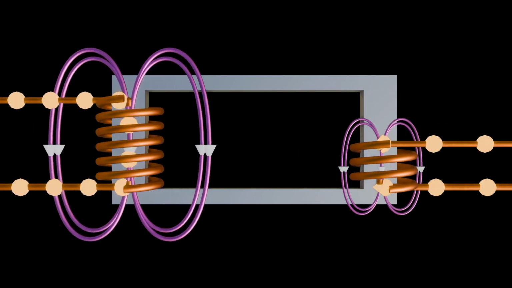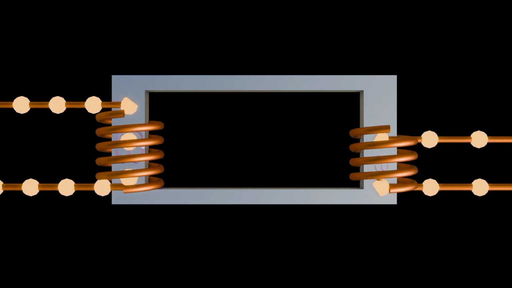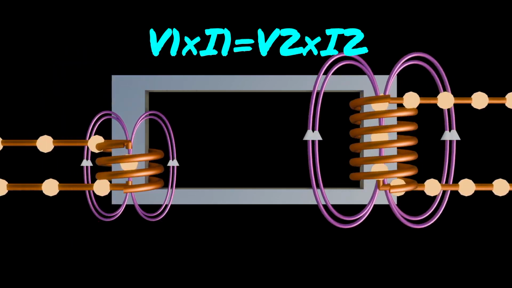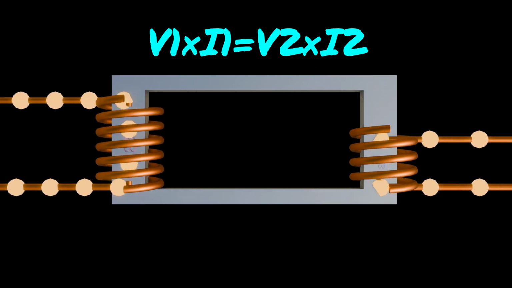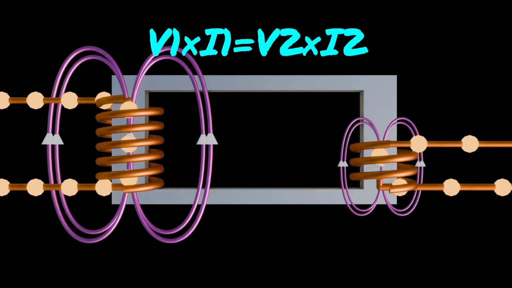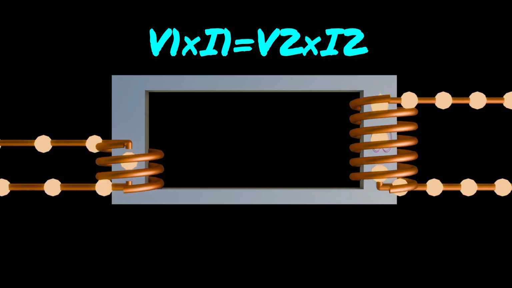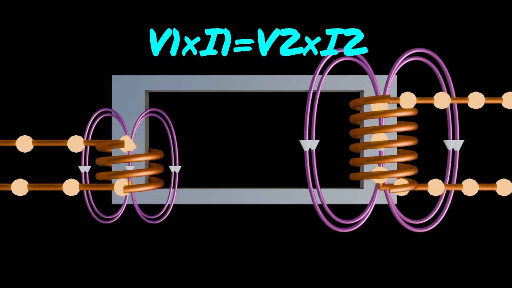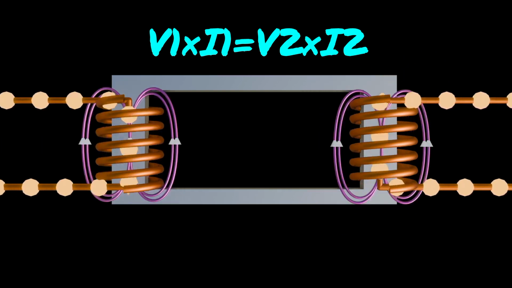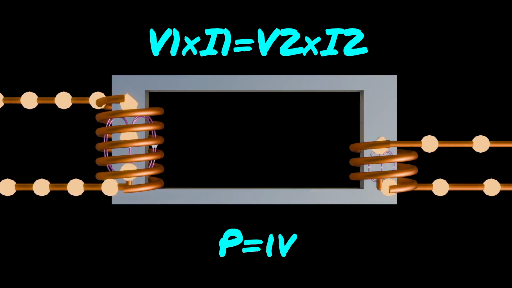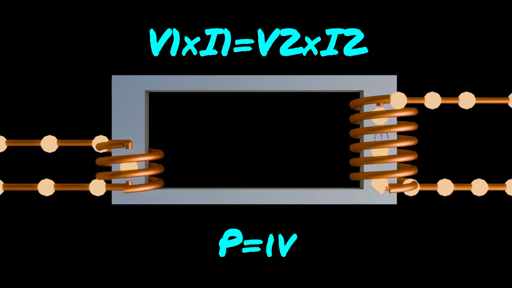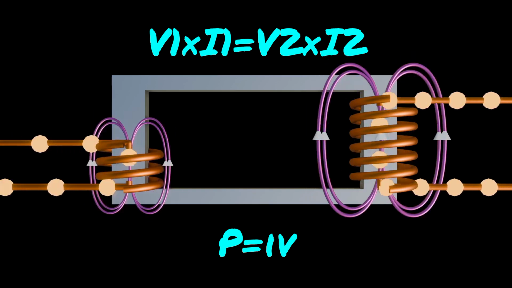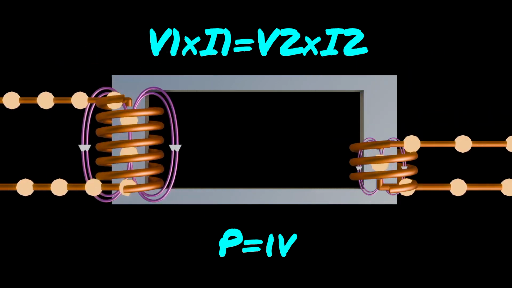The main formula governing the operation of a transformer is V1 times I1 equals V2 times I2, where V1 is the voltage in the primary coil, I1 is the current flowing through the primary coil, V2 is the voltage in the secondary coil, and I2 is the current flowing through the secondary coil. This formula represents the conversion of power in a transformer, stating that the power input to the primary coil, V1 times I1, equals the power output from the secondary coil, V2 times I2.